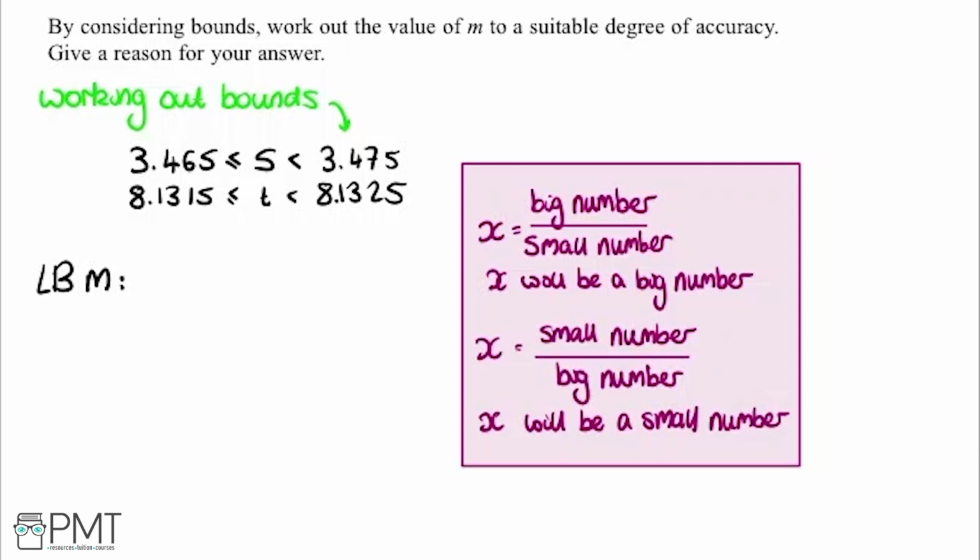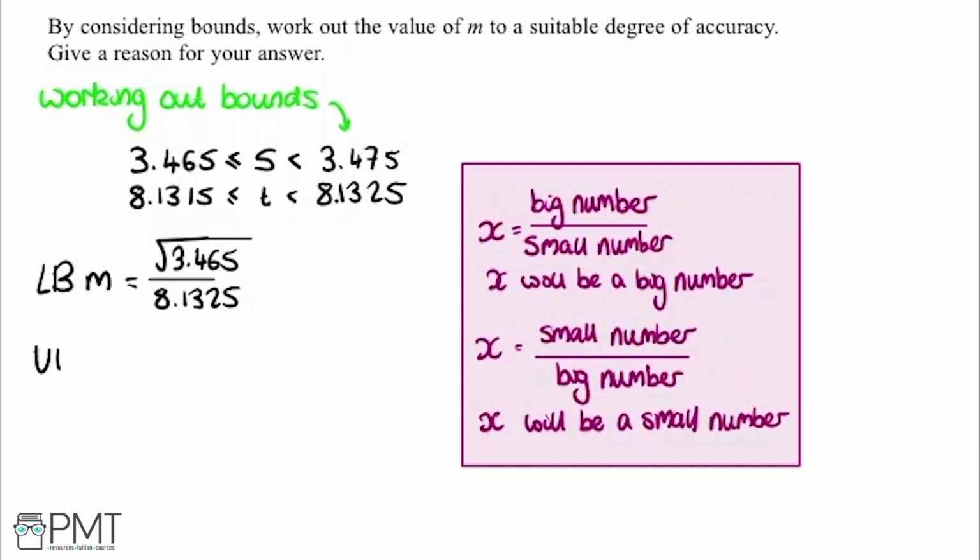So for the lower bound for m, we're going to have the square root of s over t. But we need to think about which value we pick for s and which we pick for t. Because we want the lower bound, we want the small number. So if we think about the fraction, we want a small number on the top and a big number on the bottom. Well, the smallest possible value we can have on the top is this one, 3.465. So we're going to put that in there. We want a big number on the bottom, and the biggest number we could have here is 8.1325.